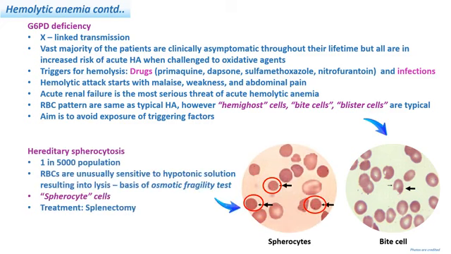Hereditary spherocytosis, 1 in 5,000 population. RBC are usually sensitive to hypotonic solution resulting in lysis. This is the basis of the osmotic fragility test. Here we see the spherocyte cells. Treatment: splenectomy.